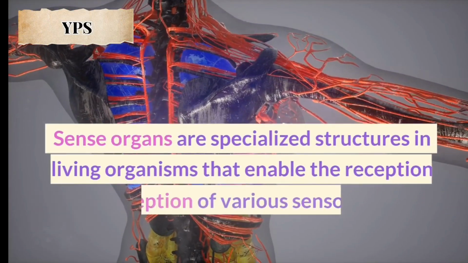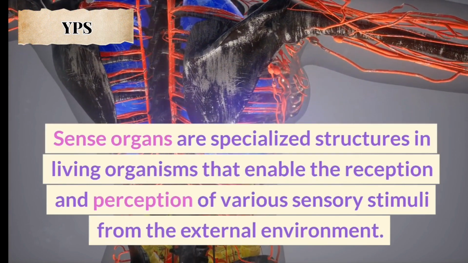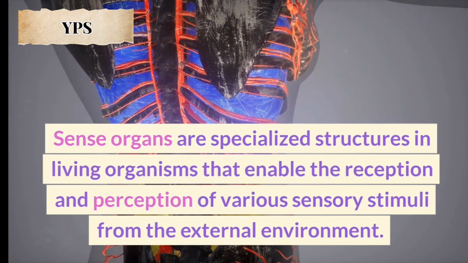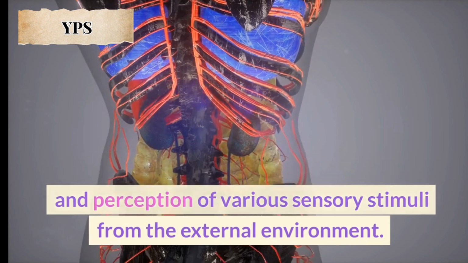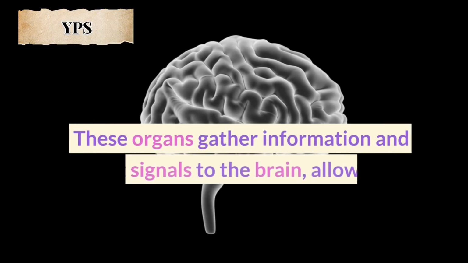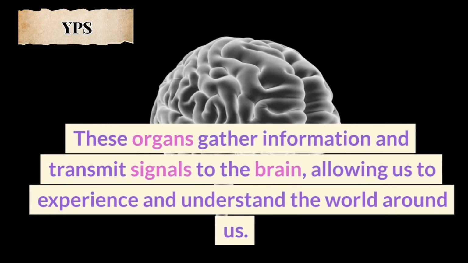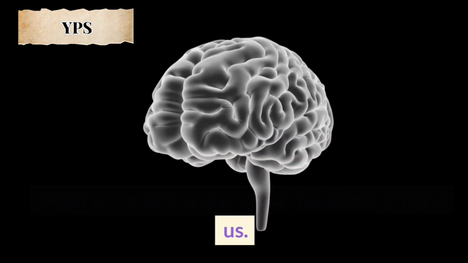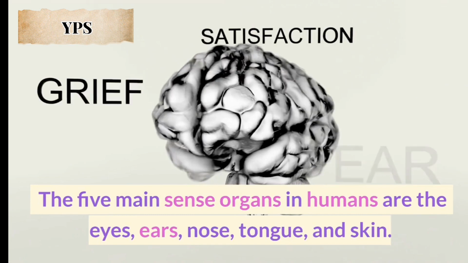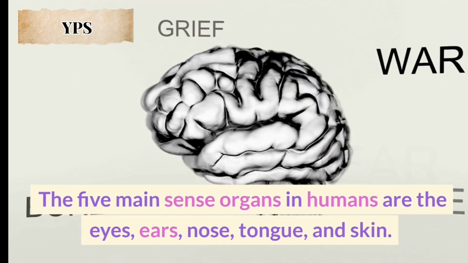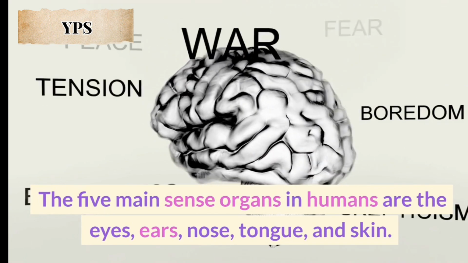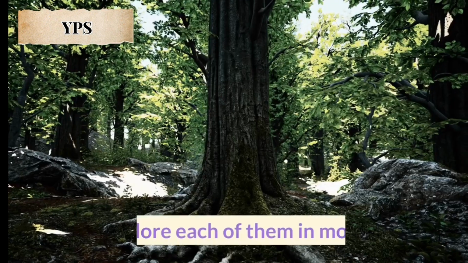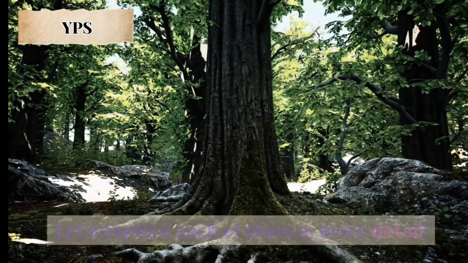Sense organs are specialized structures in living organisms that enable the reception and perception of various sensory stimuli from the external environment. These organs gather information and transmit signals to the brain, allowing us to experience and understand the world around us. The 5 main sense organs in humans are the eyes, ears, nose, tongue, and skin. Let's explore each of them in more detail.